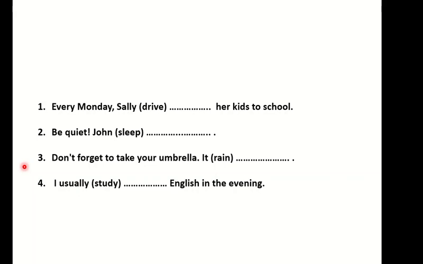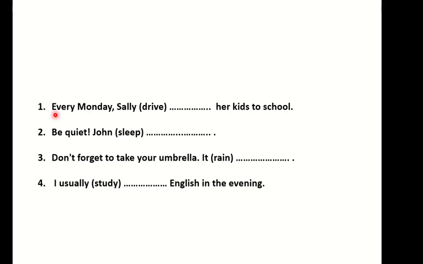If it is happening now at the time of speaking, you have to use verb to be, is, are, or am with ing. If it happens repeatedly, I mean usually or sometimes, often, like that, you use the present simple. And when you use the present simple, don't forget to put an S if the subject is singular.